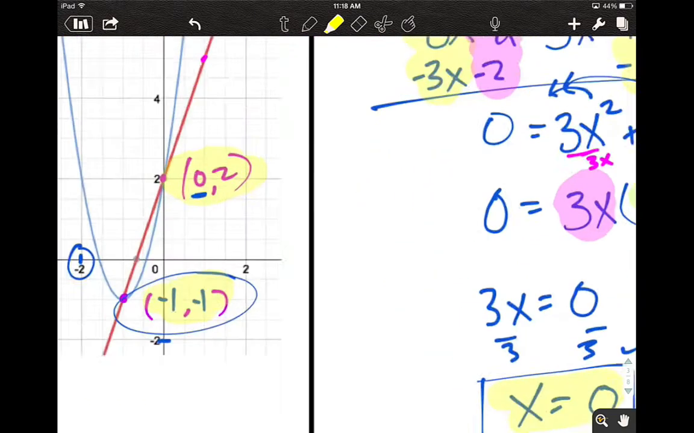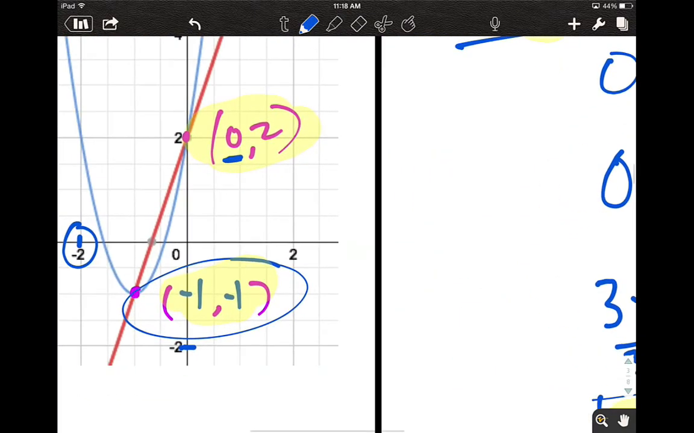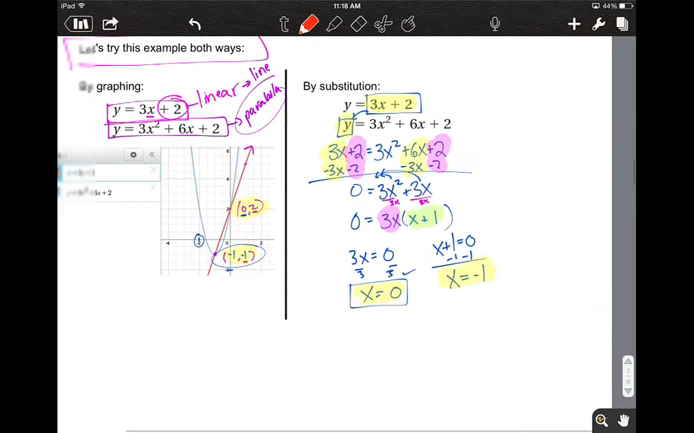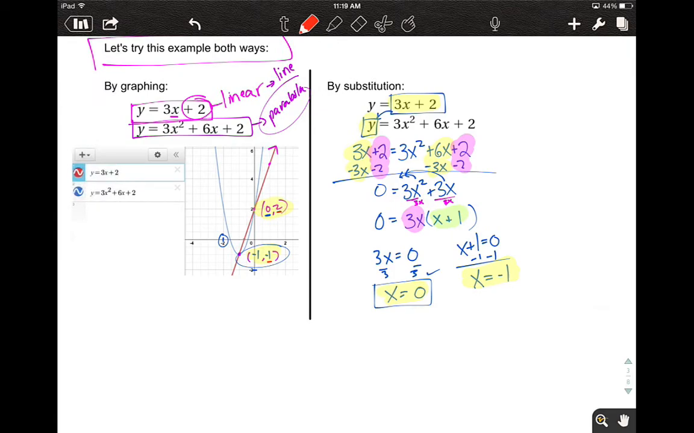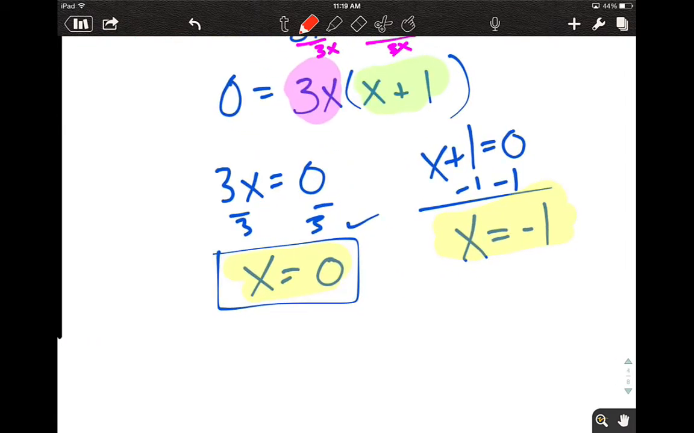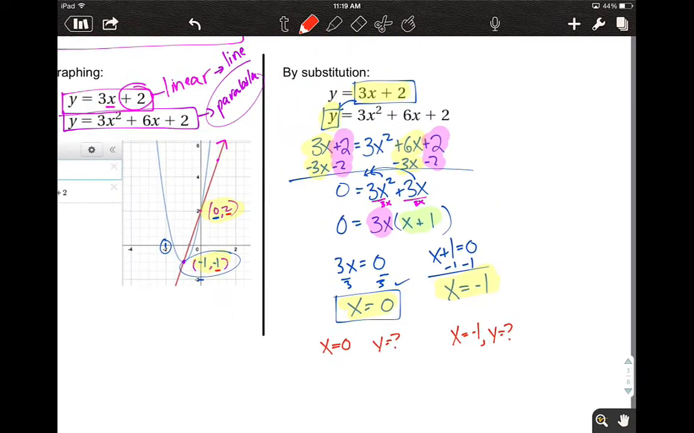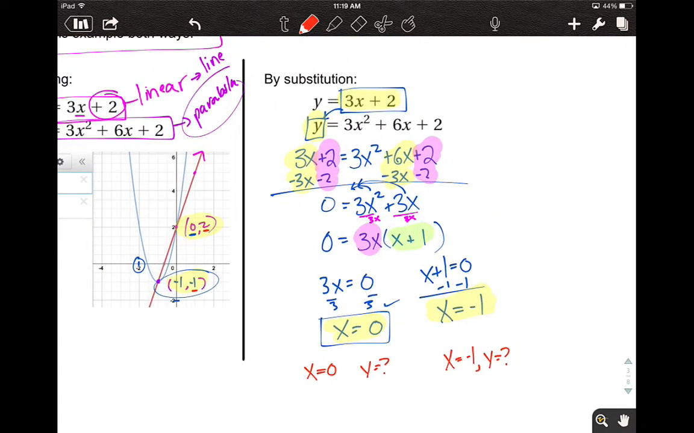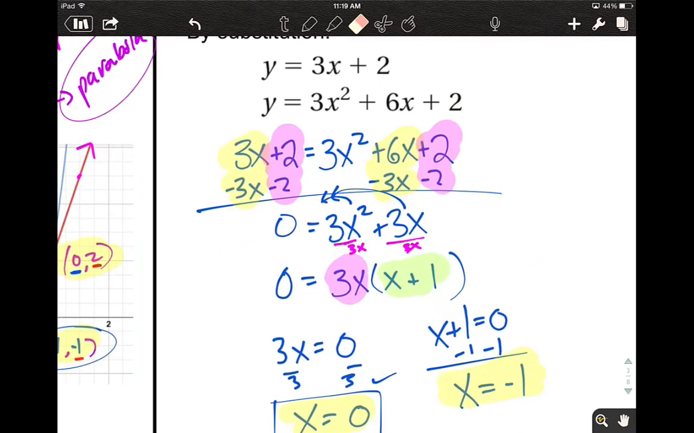So how am I going to get these y values? How do I get the corresponding y value that goes with each one of these x values? Both of these x values are really just half of my answer. So when x equals 0, what does y equal? When x equals -1, what does y equal? Well, basically, substitute it back into what you started with. You can substitute it into either one.